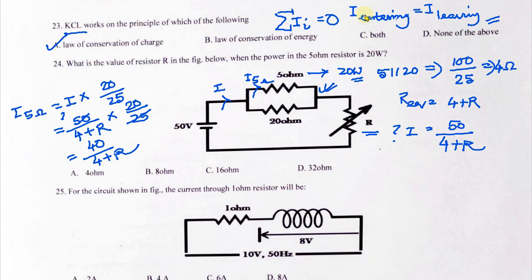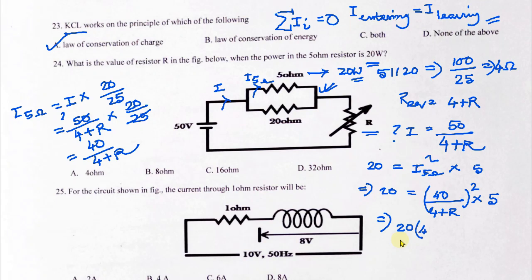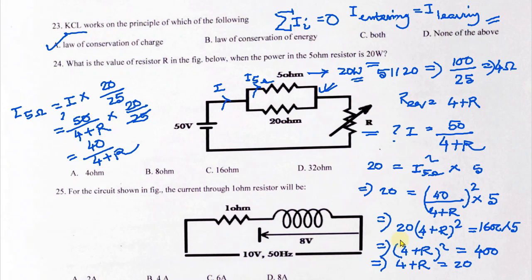Now it has also been given that the power dissipated in the resistor of 5 ohm is 20 watt. So this 20 watt will be I5 ohm square into R, that is 5. So 20 is equal to 40 by 4 plus R whole square into 5. That means 20 into 4 plus R whole square is equal to 1600 into 5. That means 4 plus R whole square is equal to 400. So 4 plus R is equal to 20, as we have to take only the positive value. So R is equal to 16 ohm. So option C here is the correct answer.